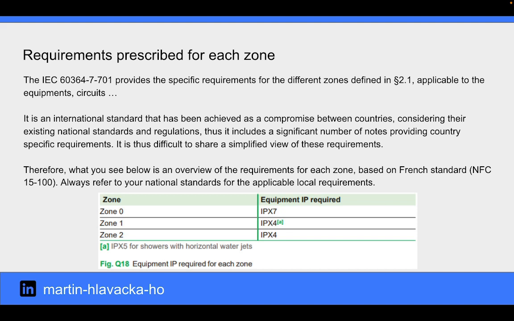It is an international standard that has been achieved as a compromise between countries, considering their existing national standards and regulations. Thus, it includes a significant number of notes providing country-specific requirements. It is thus difficult to share a simplified view of these requirements. Therefore, what you see below is an overview of the requirements for each zone based on the French standard.